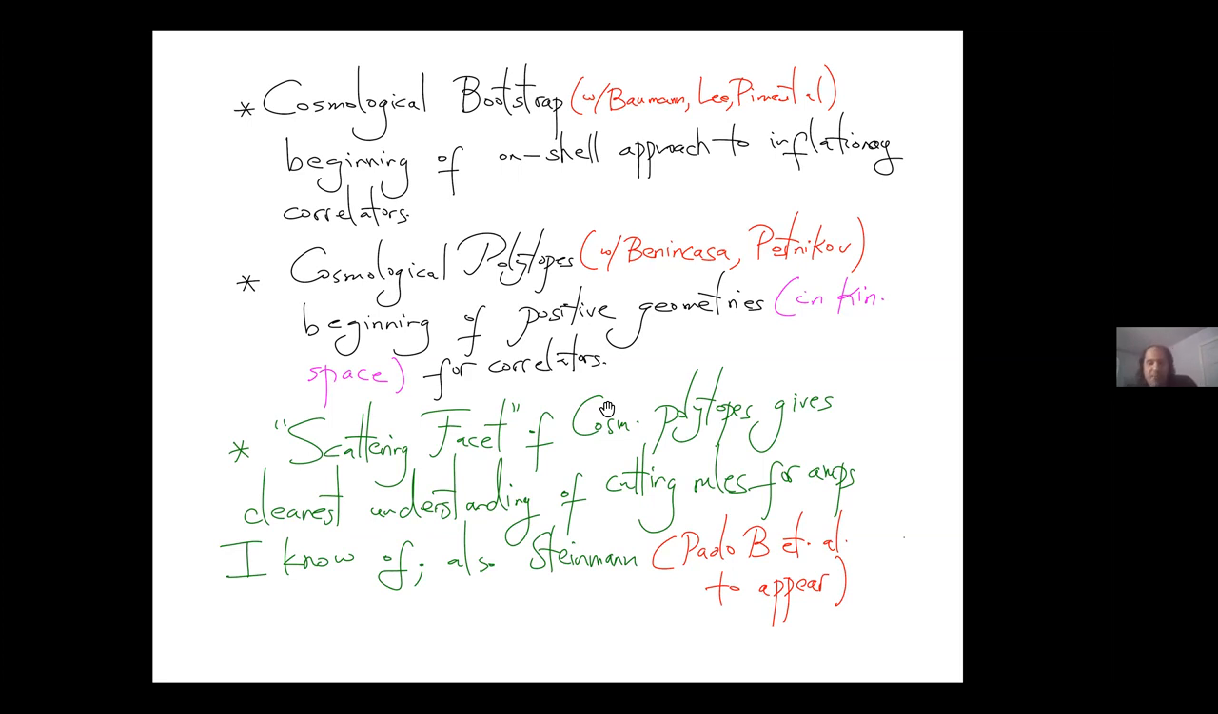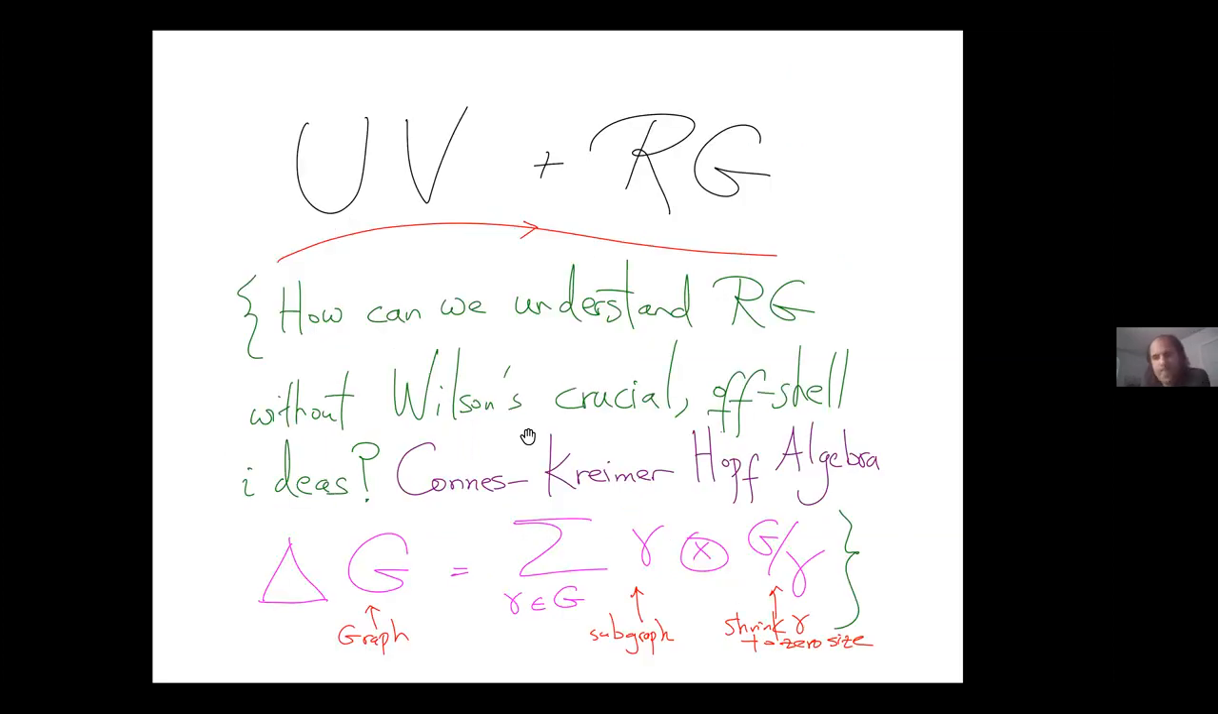Some work to appear that Paolo Benincasa was just telling me about with some of his collaborators also gives a very simple geometric understanding of things like the Steinmann relations. The sort of zeroth order point is that these polytopes geometrize very nicely lots of properties of old-fashioned perturbation theory, which in turn are very useful for understanding some of these things.